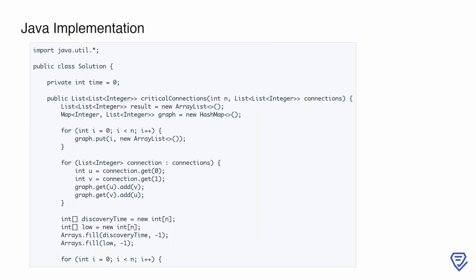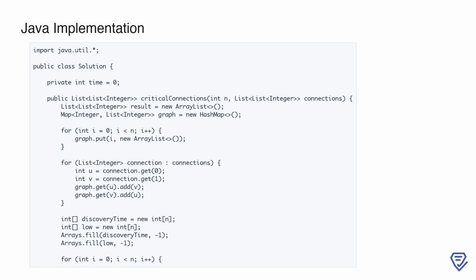Here, we begin by defining the Java implementation for finding critical connections in a network. First, we import the necessary utilities and set up our solution class. Inside the class, we initialize a variable time to keep track of the discovery time of each node during our depth-first search traversal. The main method, criticalConnections, takes in the number of nodes, n, and a list of connections representing edges in the graph.